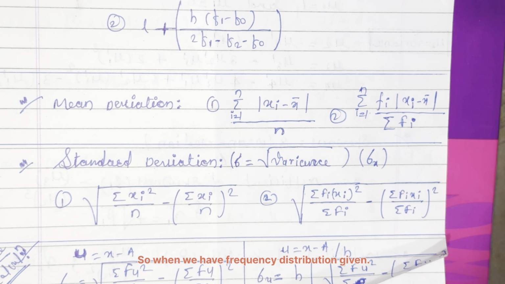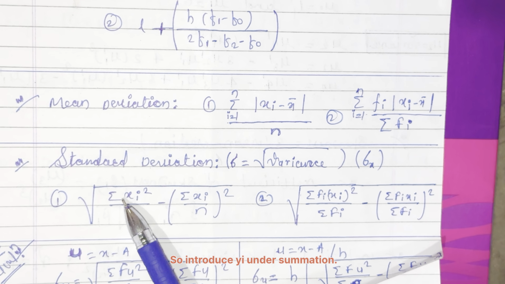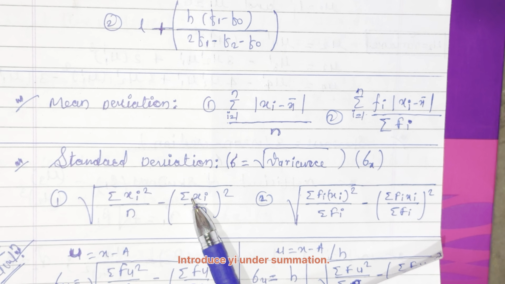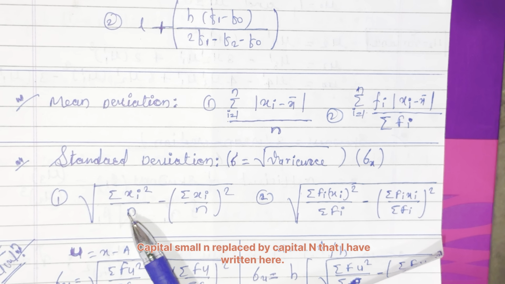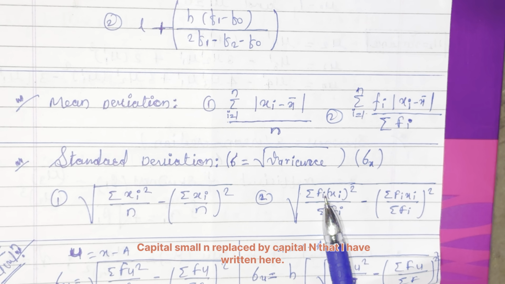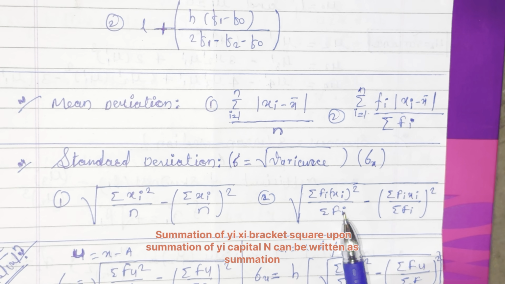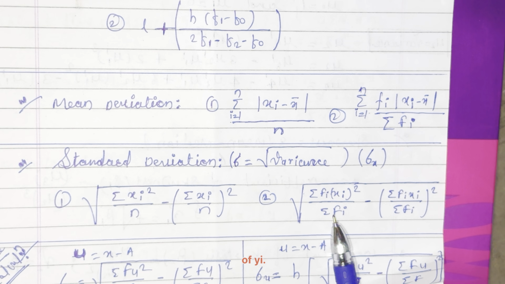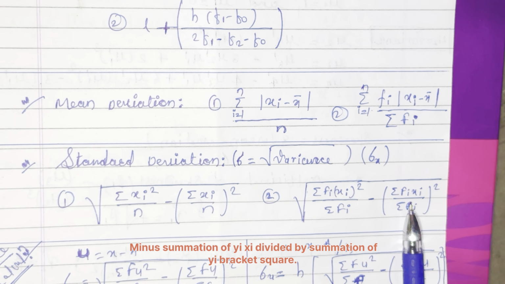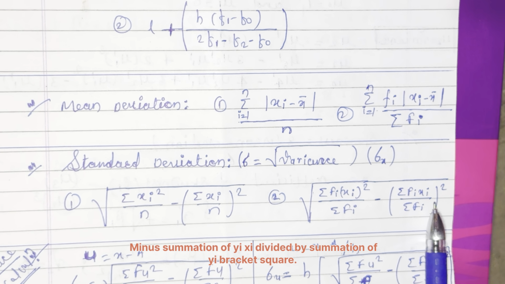When we have a frequency distribution given, introduce fi under the summation, and small n is replaced by capital N. That is what I have written here: summation of fi xi square upon summation of fi, where capital N can be written as summation of fi, minus (summation of fi xi divided by summation of fi) bracket square.